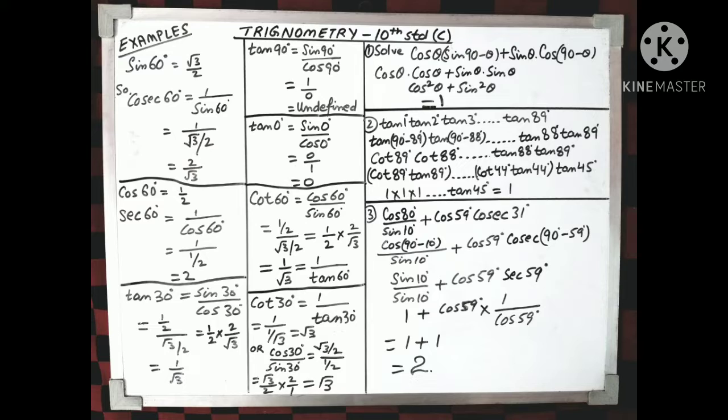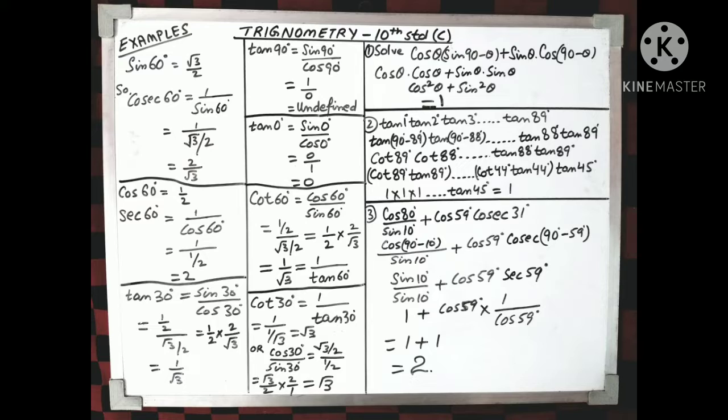Otherwise also, if you solve it, cos 30 by sin 30 will give you root 3 by 2 and 1 by 2. Root 3 by 2 into 2 by 1, which is equal to root 3. I hope both the methods are very clear now, right? Now let us solve some different type of questions.